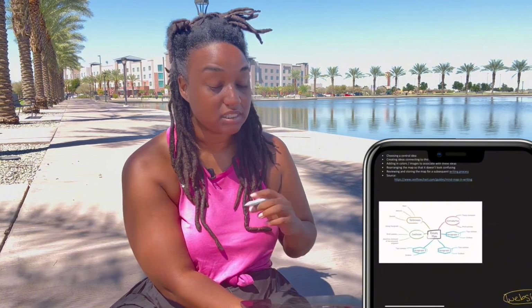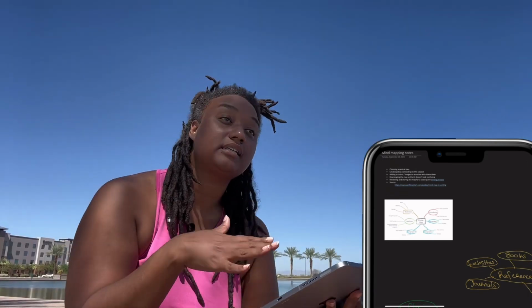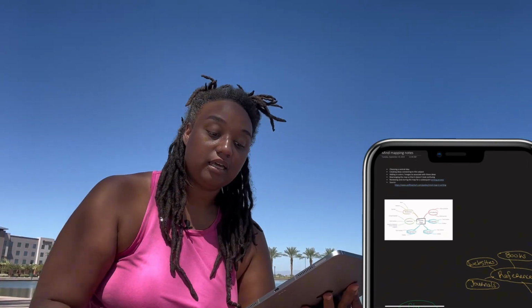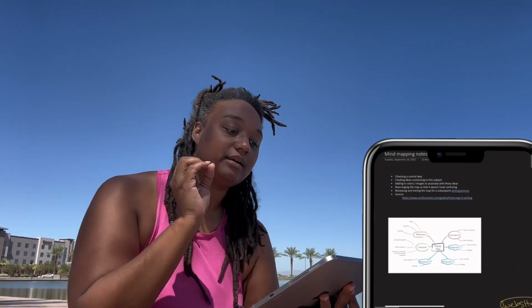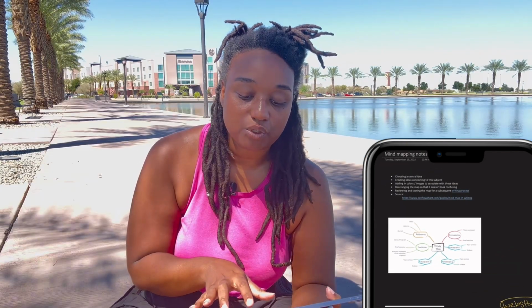Rearranging the map so that it doesn't look confusing. I like doing it on my tablet because I can cut and paste and erase and make it nicer and prettier, but for the purposes of here, I'm just doing it really quickly. Reviewing and storing the map for a subsequent writing process, right? So as you go back, you can refer to the mind map in your writing.